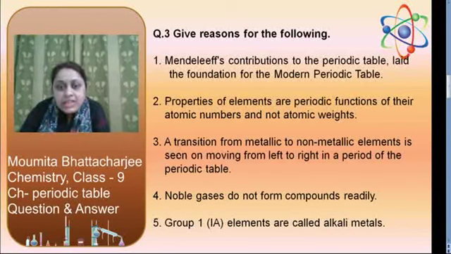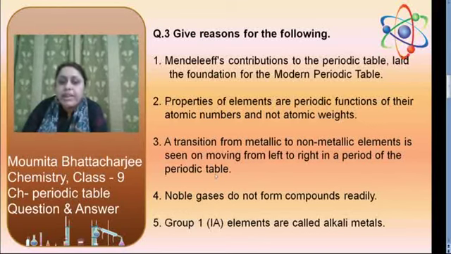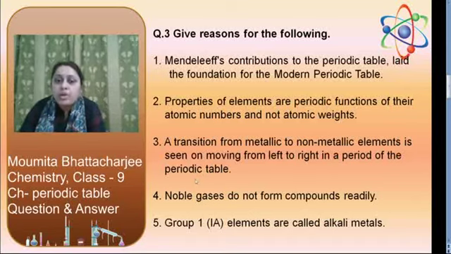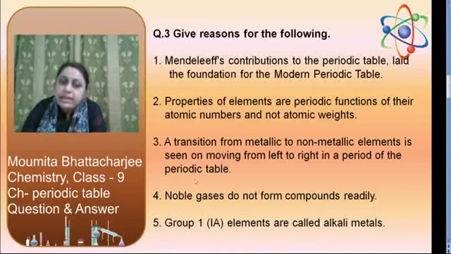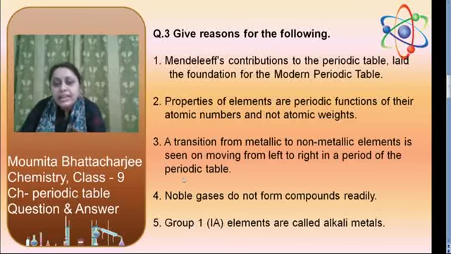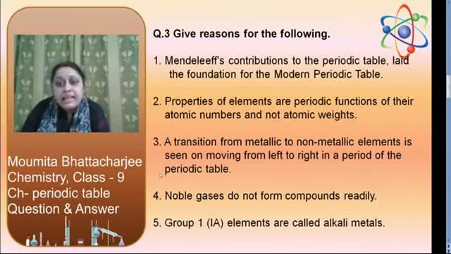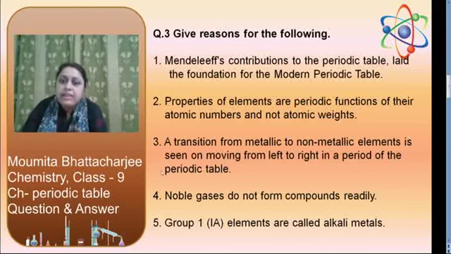Next one, a transition from metallic to non-metallic elements is seen on moving from left to right in a period of the periodic table. As I discussed when I explained that in a period while going from left to right, the tendency to gain electrons increases. Why? Due to decreasing atomic radii or decreasing size. So tendency to gain the electron, this is the property of non-metals. So we can say that while we move from left to right, the non-metallic character will increase.